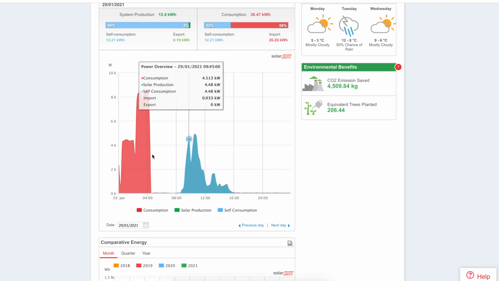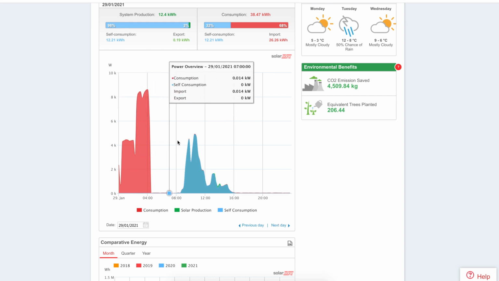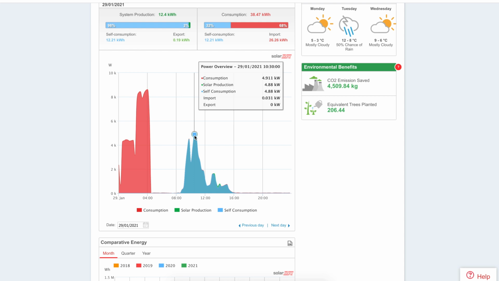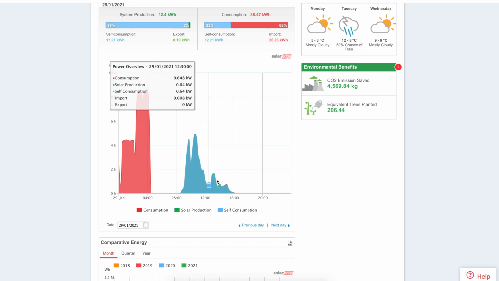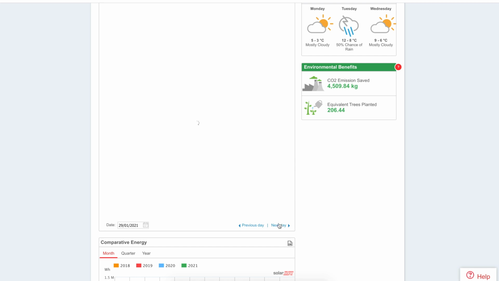29th, some solid pull in the morning there. We've got not a bad solar day for January, I guess. Peaking at 4.9 kilowatts, total of 12.4 kilowatt hours, enough to see us through, so we don't have to pull from the grid till the early hours of the morning.